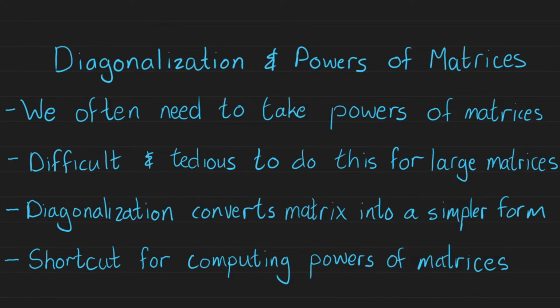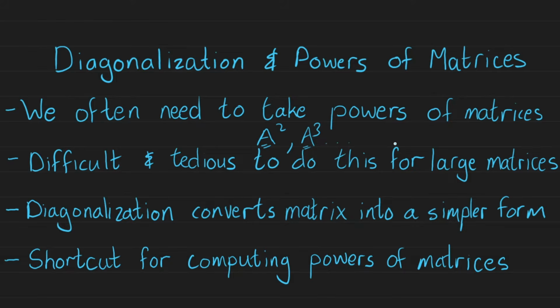Hi there. In this video, we're going to talk about the powers of matrices and diagonalization. We very often need to take powers of matrices, and what we mean by that is that we have some matrix, for example, A, and we're raising it to the power 2 or to the power 3, and so on. Raising it to a certain power means we're multiplying the matrix by itself that many times.